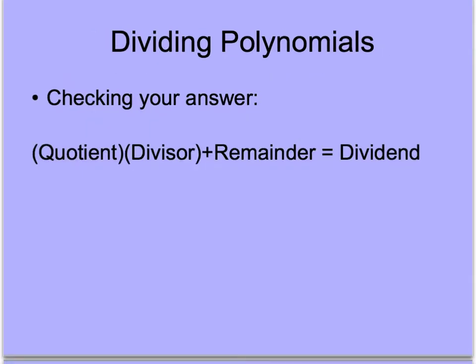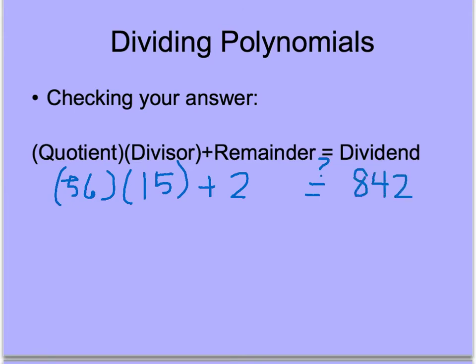You can always check your answer to these problems by taking the quotient multiplied by the divisor, adding the remainder, and that should equal the dividend. Remember, the dividend is what is underneath the division symbol. So the quotient in our case was 56. Our divisor was 15, and we had a remainder of 2. And so we want to see, is that equal to our dividend, which was 842. And when I do that math, I find out that yes, it is 842. And so that means we did that correctly. This same process can be applied to division of polynomials and checking your answer there.